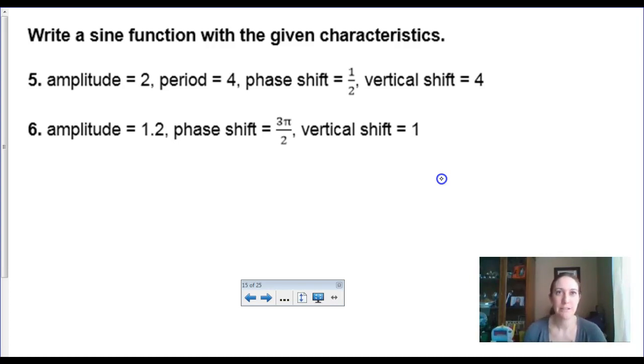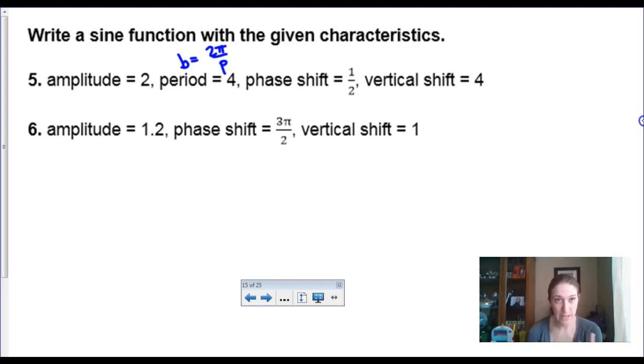Here, we're going to write a sine function that has all these characteristics. So, amplitude of 2, period of 4, phase shift of 1/2, and a vertical shift of 4. So the tricky one here is the period of 4 business, because when you're writing a sine function, the b value is what you really need. So another way to think about b, it's 2 pi divided by the period.